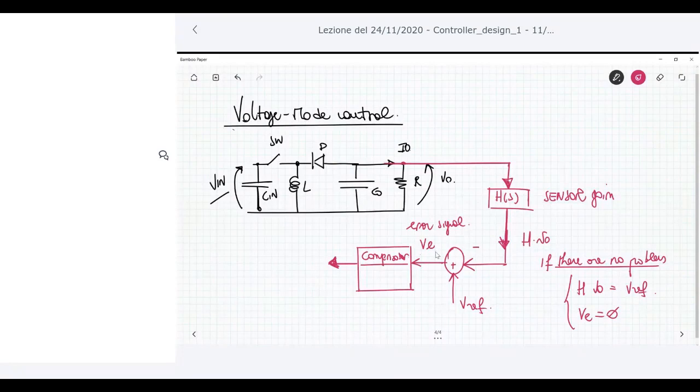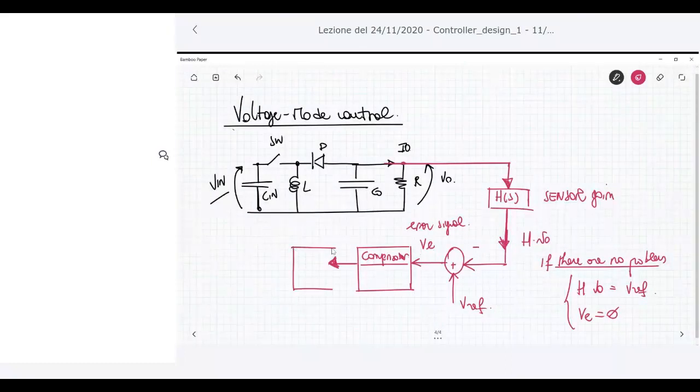When the error signal is positive, it changes the duty cycle. If the error signal is positive, it means that you have V naught less than you want to get. So if VE is positive, you want to increase the duty cycle. If the error signal is negative, it means that V naught is higher than the reference, and so this means that you have to reduce the duty cycle.